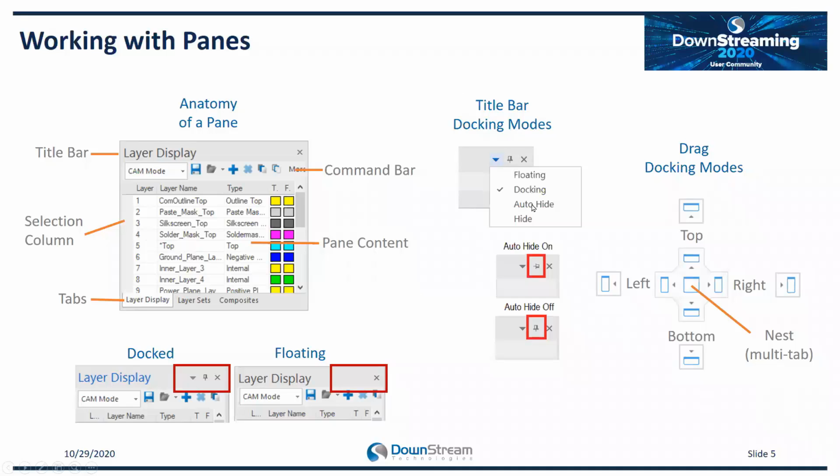Now, the title bar, as you can see, when docked, you can just use the controls up at the title bar of a pane to float it, dock it, auto hide it, or hide it. And I'll show you exactly what those are. And again, when you're dragging a pane, you have the ability to dock it to the frame of the application or the frame of another pane. You could actually nest it. So I'm going to show you what all these graphics and all these titles mean in my demonstration.